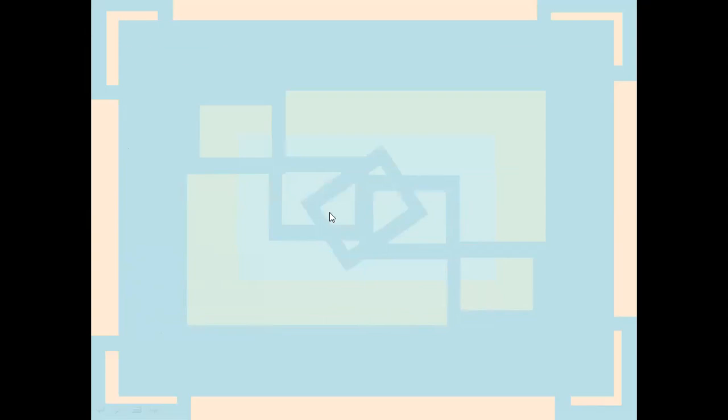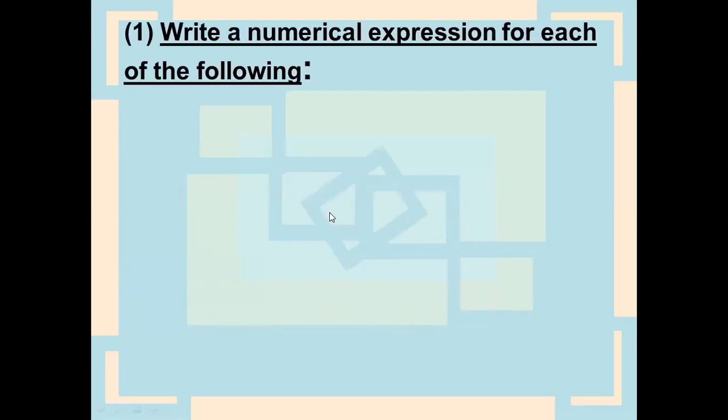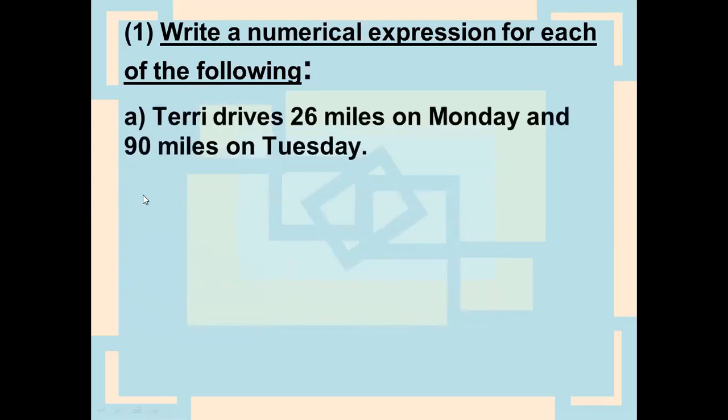Now, the first part. Write a numerical expression for each of the following. Numerical expression, we said, uses numbers and operation signs only. For example, Terry drives 26 miles on Monday and 90 miles on Tuesday. And here means a plus. For that, the expression will be 26 plus 90. Here, guys, without result. We write the expression only, without result.